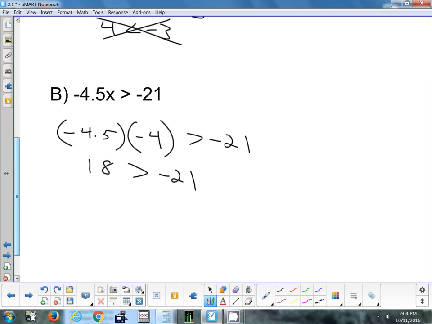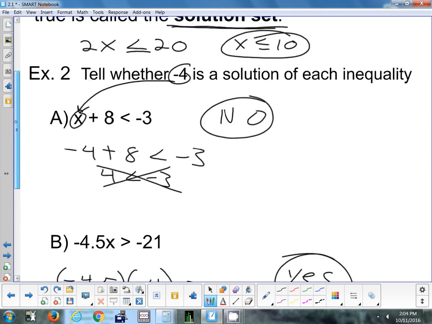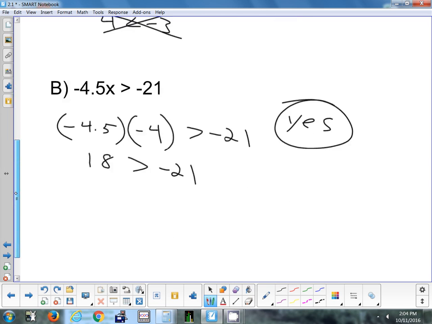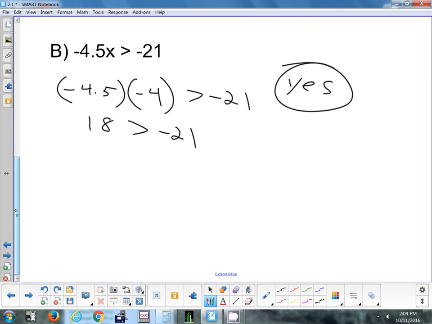Okay, there might be a ton of numbers we can plug in. So the answer here is yes. Tell whether -4 is a solution? Yeah, absolutely. Okay, works perfect. Okay, any questions on that one? Okay, so now we're going to take a look at our last thing. On the back, that's your last example for today.